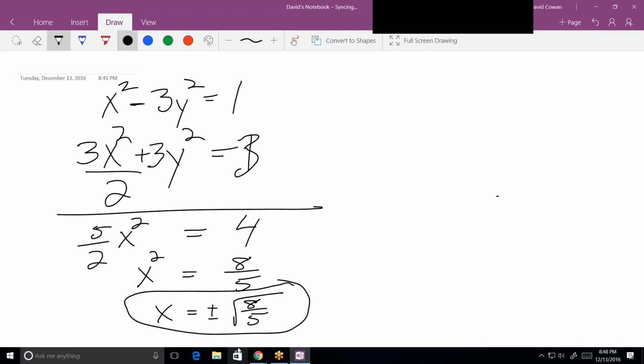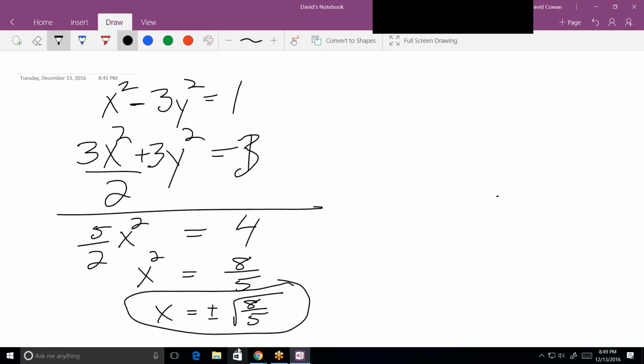And what is the y value? Take this value, plug it into either equation, and solve for y. And since we're dealing with a y squared, we're going to end up with a plus or minus value on the y also. How hard is that? That's not that hard to do. Let's plug it into this first equation.